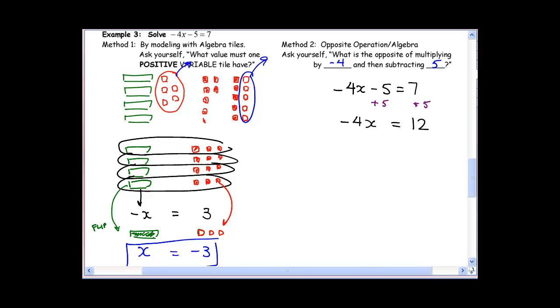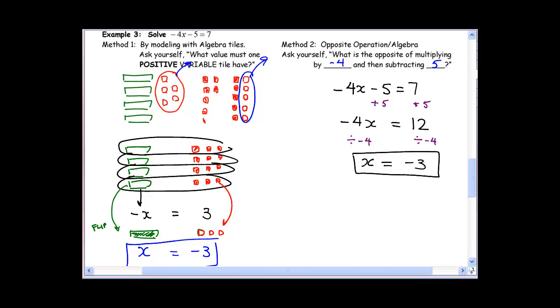And then here, to do the opposite of multiplying by negative 4, because we have negative 4 times x, the opposite of multiplying will then be to divide. And in this case, let's divide both sides by negative 4. And what we have left over is x equals negative 3. Aha! The same thing as method 1.